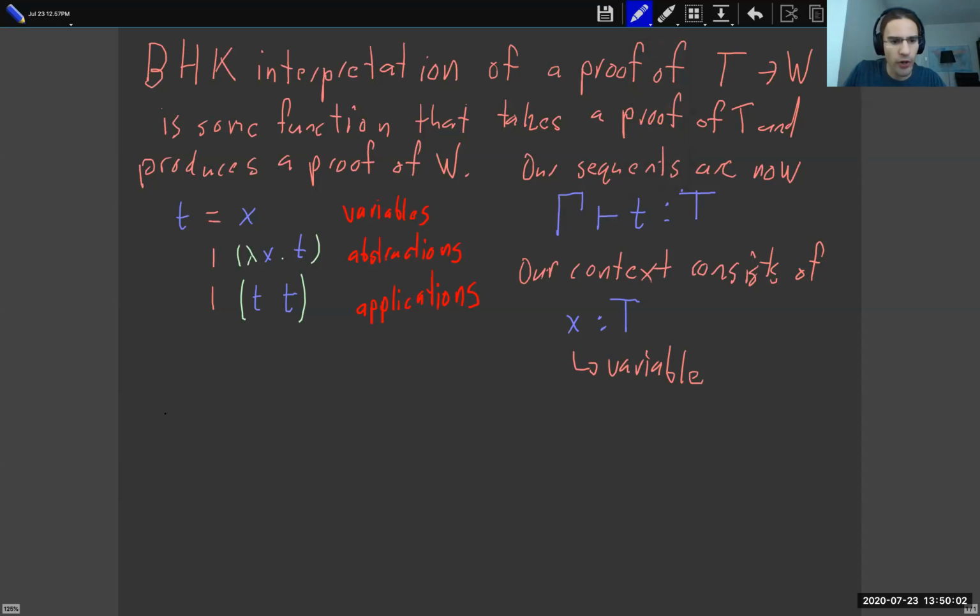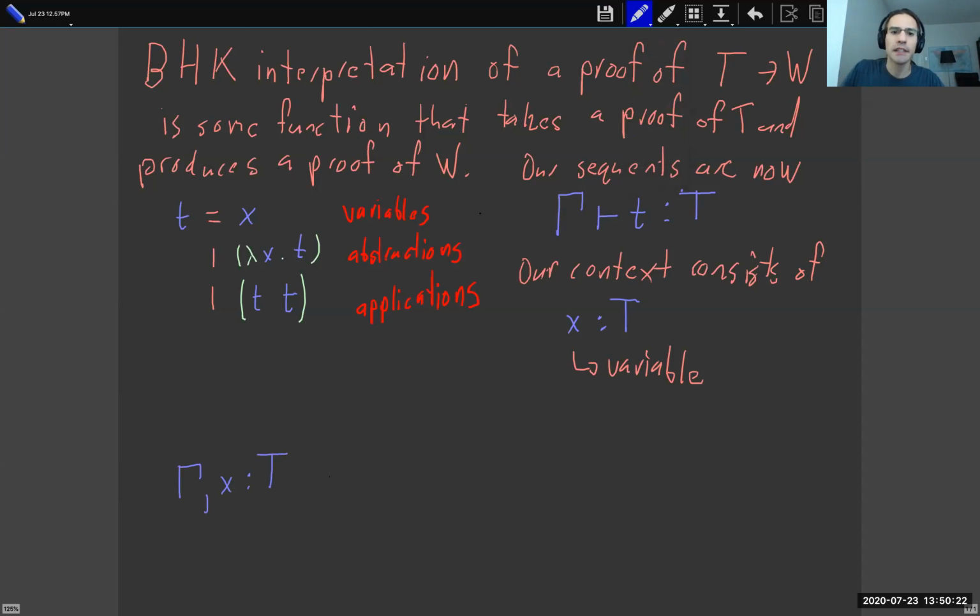And so here are our new proof rules. Our first rule is about assumption. Now, in the context, let's say x, the variable x, is bound to being a term of type t.